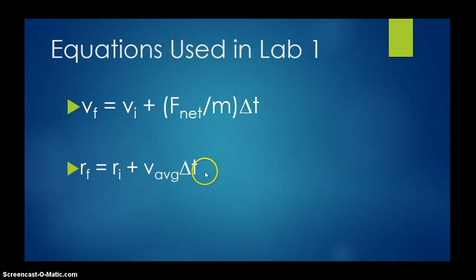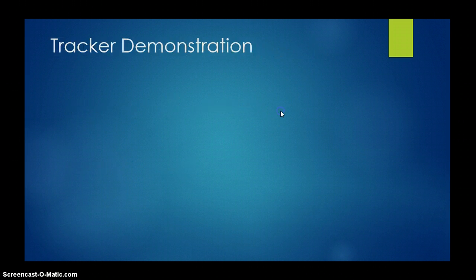Here we have two equations I used in the lab. The first is Newton's second law equation: final velocity equals initial velocity plus net force divided by mass times delta t. The second equation is final position equals initial position plus average velocity times delta t. Both these equations will later be used in the Python code for the computational model.